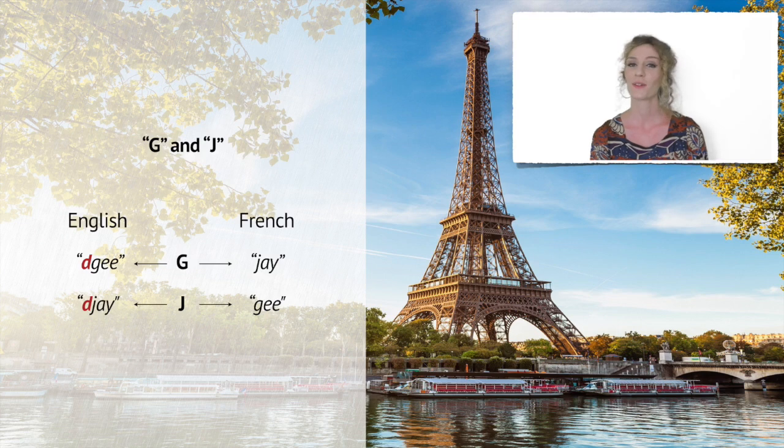Now, a little focus on two tricky letters. The English letter G is pronounced G in French, and the English letter J is pronounced J in French. So here is a little tip. What you need to do is you take the two letters in English and you swap them around, and then you get the French letters. Of course, remember to remove the D sound. G, J.